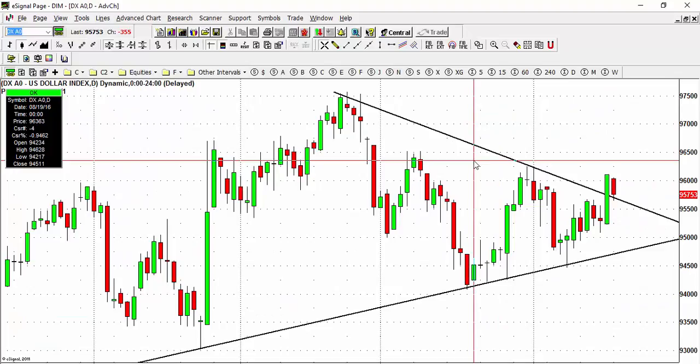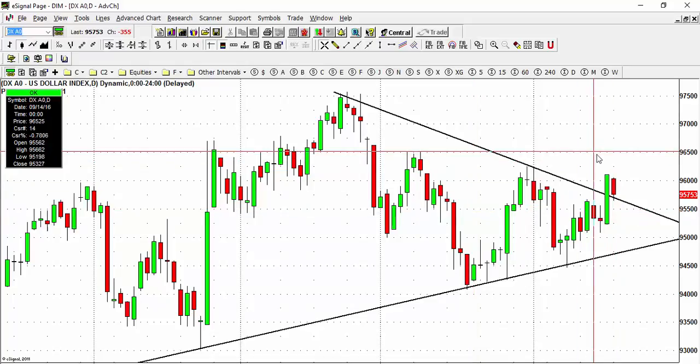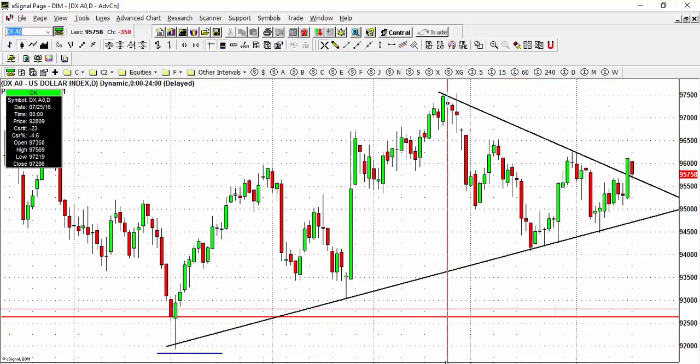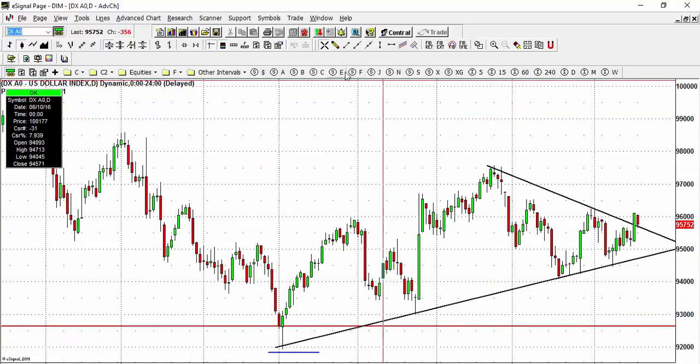Now, with trading, rules definitely can be broken, and we can continue to move down and even take out these lows with the US dollar index. So that's something we're looking out for. But I must say that the bias at this point in time remains to the upside for the US dollar.